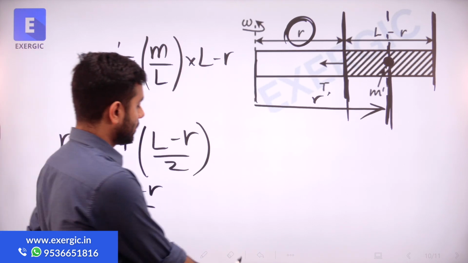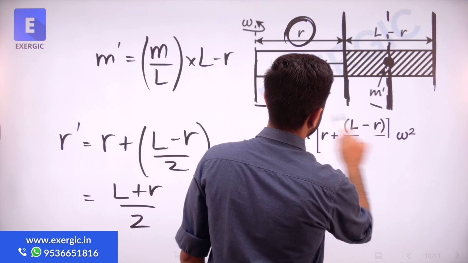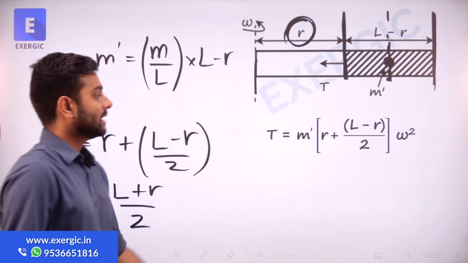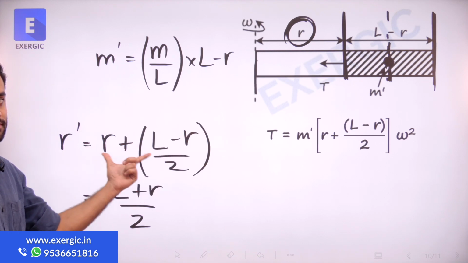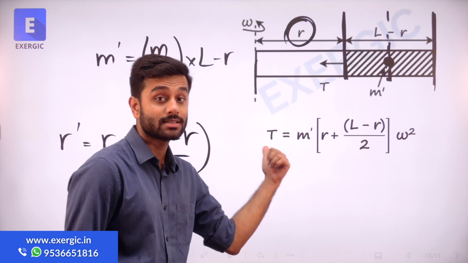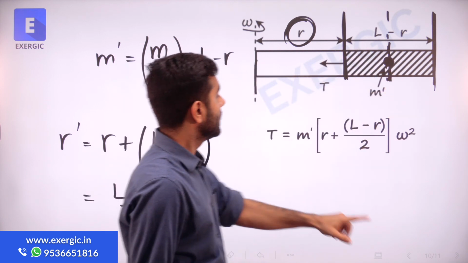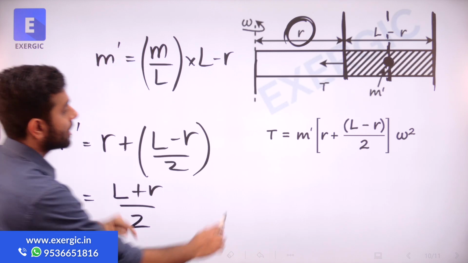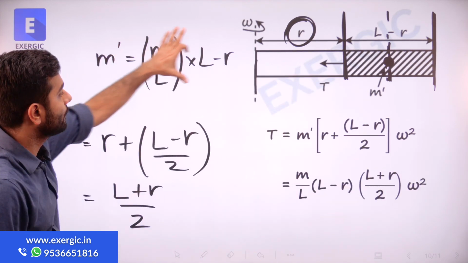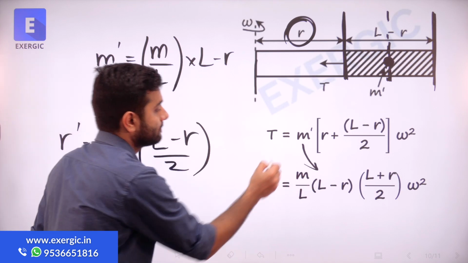And omega is omega only. So if we put the values here, what are we going to get? M dash r dash omega square. This is the centrifugal force due to this mass. The M dash value we have already calculated here. Let us put that value as well, so this value of M dash we have put here.